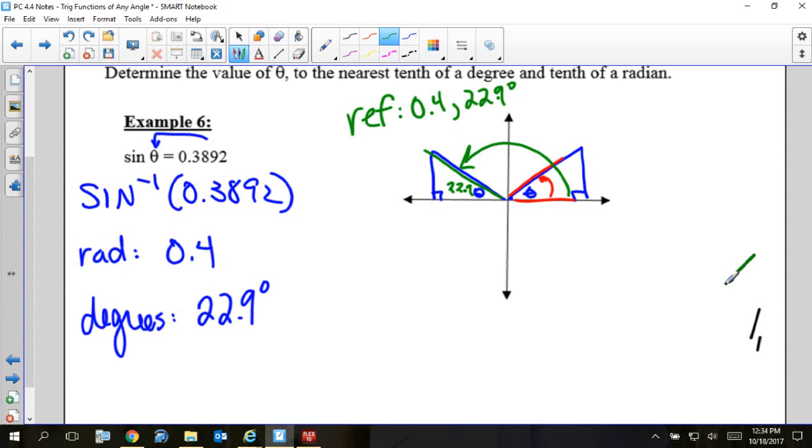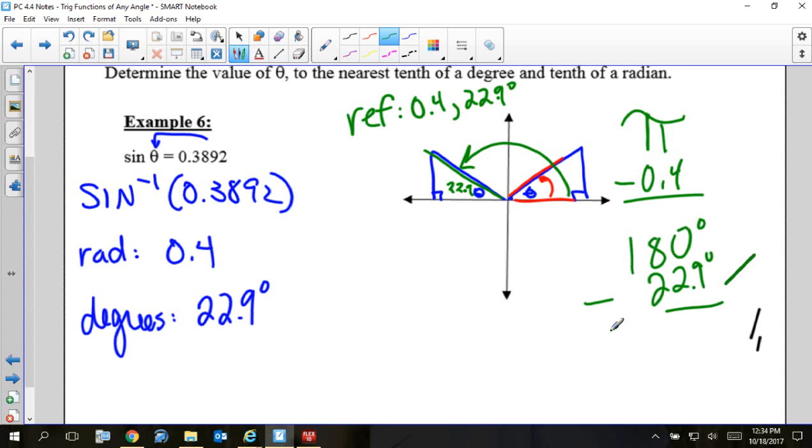How do I find that answer? I would subtract pi minus that 0.4, but don't do it yet. I would also take 180 degrees minus 22.9, but don't do it yet. Okay, but that's how I'm going to get those answers. And I'm saying don't do it yet because I want to just totally use my calculator to do it.